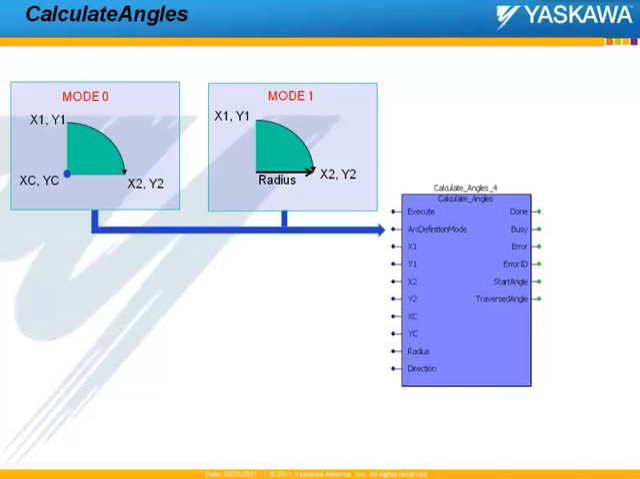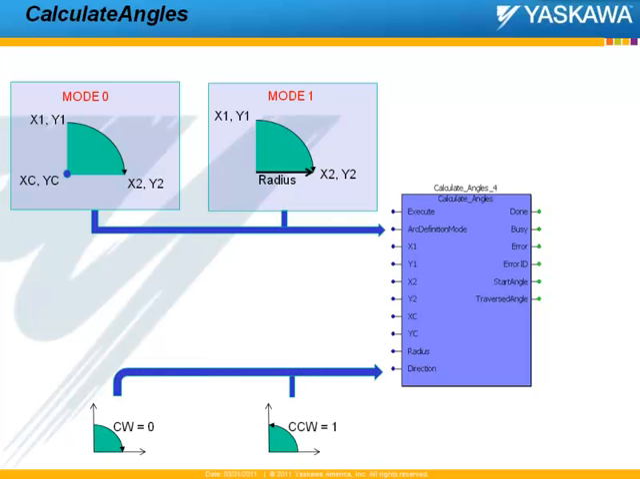With this calculate angles function block, you can either have data in the form of 2 points and a center point, like mode 0, or you can also have data in the form of 2 points and a radius, which is mode 1. So either way, you can create the data that's required by the path generator to create an arc. And you can also give the direction in which the arc should be made.